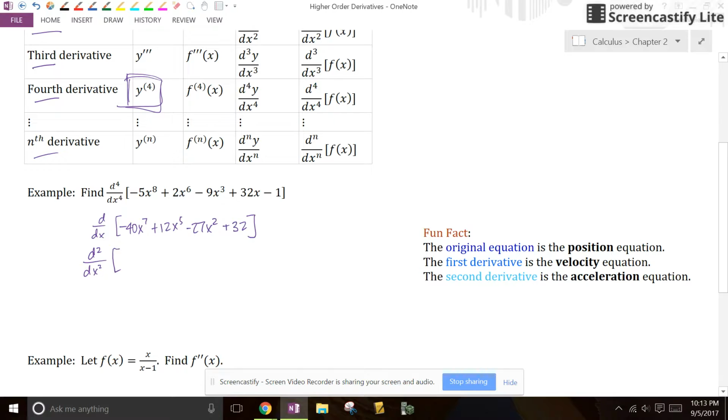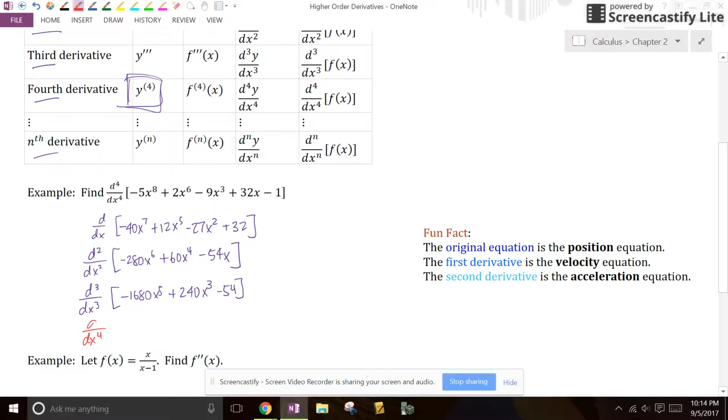When I take that derivative, it would be negative 280x to the 6th. Again, just multiplying out front and powering down by 1, plus 60x to the 4th minus 54x. Well, that was the second derivative, so why not go to the third derivative, d cubed over dx cubed. Now these numbers get a little bit bigger, but negative 1680x to the 5th plus 240x to the 3rd minus 54. And finally, we will get to what they wanted. They wanted the fourth derivative, d to the 4th over dx to the 4th.